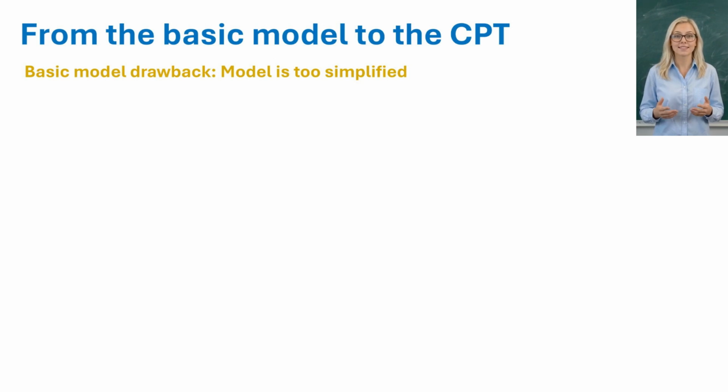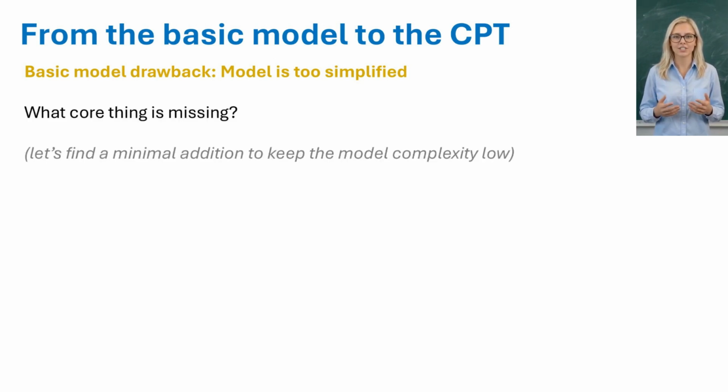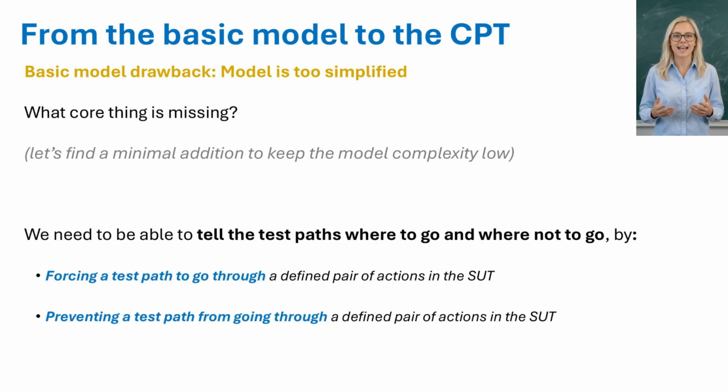To recap, the basic path-based testing model is too simple to handle a number of practical situations that may happen during the testing process. The question is, what can we add to the basic model to solve these problems? And more importantly, what can we add that will still be easy to understand and applicable for most of the test engineers? What we need to add is a simple mechanism that tells the algorithm where the test paths in the workflow must go and where they must not go.